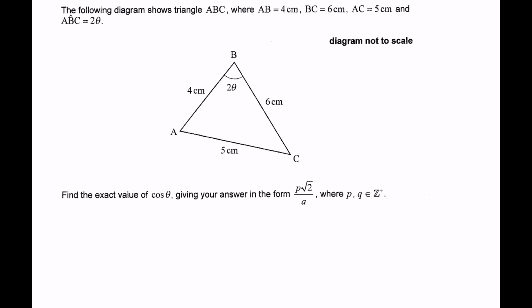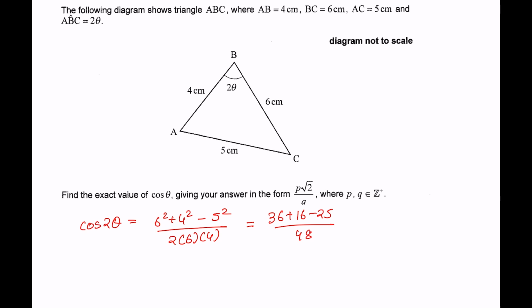The following diagram shows a triangle ABC where AB is 4 cm, BC is 6 cm, AC is 5 cm. We need to find the exact value of cos theta. Now we can use the cosine formula to find the value of cos 2 theta, right? Cos 2 theta would be basically 6 squared plus 4 squared minus 5 squared divided by 2 times 6 times 4. If I simplify the right side, 6 squared is 36, 4 squared is 16, this is 25, and this is 48. Fine. So this becomes 27 by 48, and I can simplify it a little bit to 9 by 16.